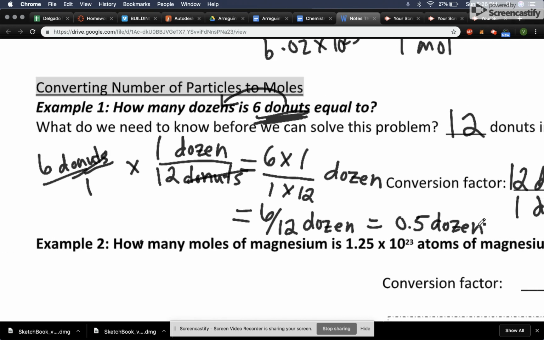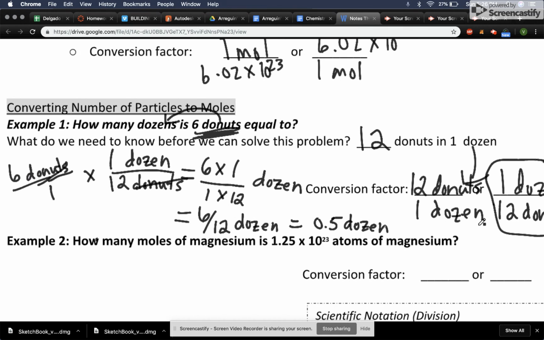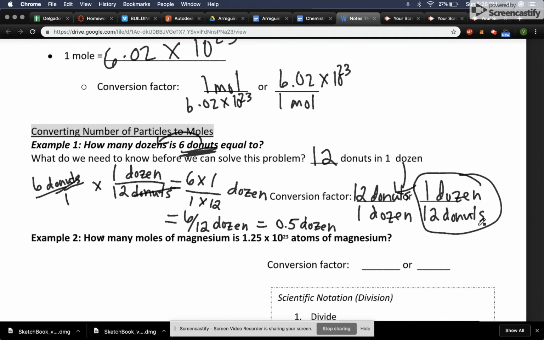Okay, so here's the overall summary of this problem. Again, what we did is that we wanted to go from donuts to dozens. In order to do that, we had to set up a conversion factor. In this case, we knew that 12 donuts over 1 dozen is one way to represent the conversion factor, or we could utilize the 1 dozen over 12 donuts. Since we want to go to dozens as the new unit, we use the conversion factor with dozen on top. That's for us to be able to cancel out the donuts from the initial units. Okay, so let's move on to the next example.